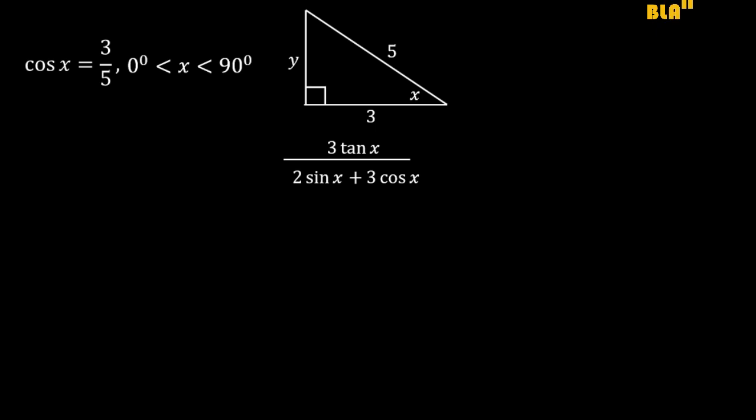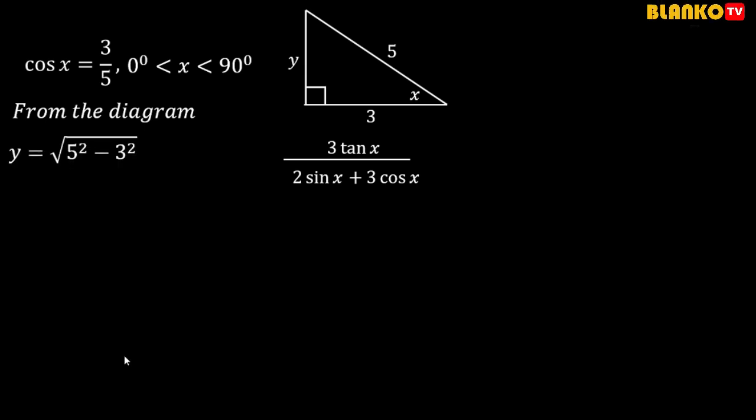All right, so let's continue. So from the diagram, y is equal to what? The square root of 5 square minus 3 square. That is by using Pythagoras theorem. The square root of 5 square minus 3 square is going to be what? 4. So now we have the opposite side to be 4, the adjacent is 3, the hypotenuse is 5, and the opposite, y, is 4. I hope you are following it.